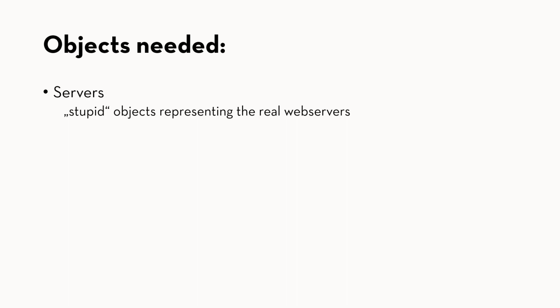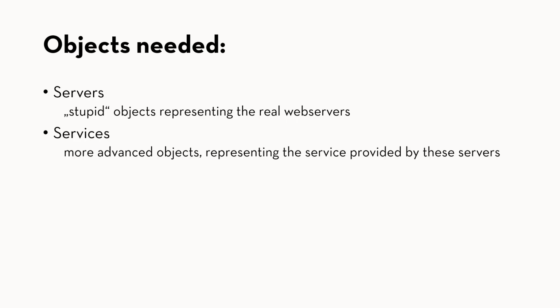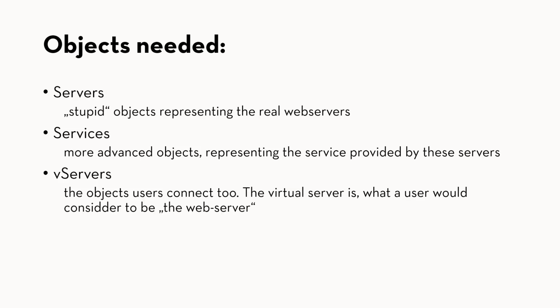The next kind of objects are the so-called services. Services are more advanced objects representing the service provided by these servers. So in my case, it will be an HTTP server, so it will be HTTP on port 80. And last not least, the virtual servers. The virtual server is the object the user connects to. The virtual server is what the user would consider to be the web server. So load balancing will hide the complexity of our data center from the users. During this session, we won't go into details about the objects. We will just create and maintain these objects.